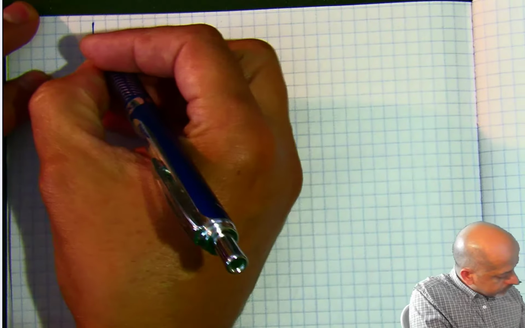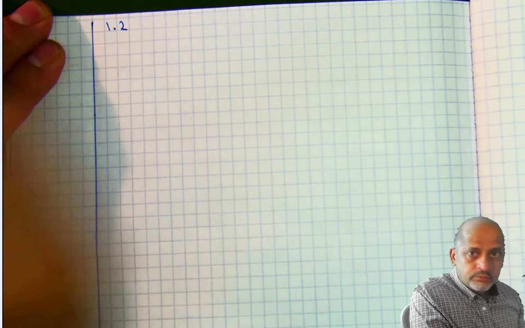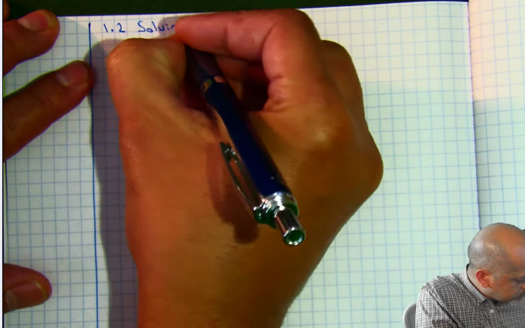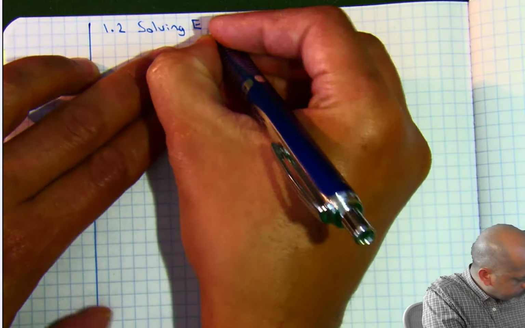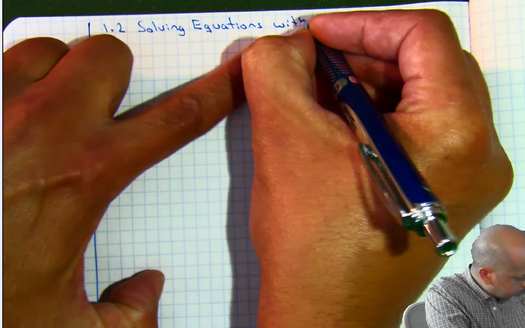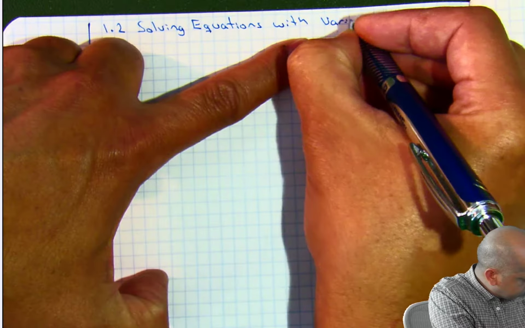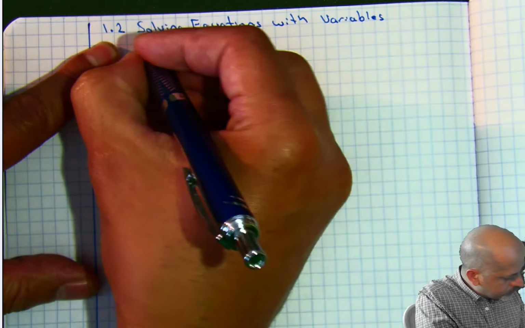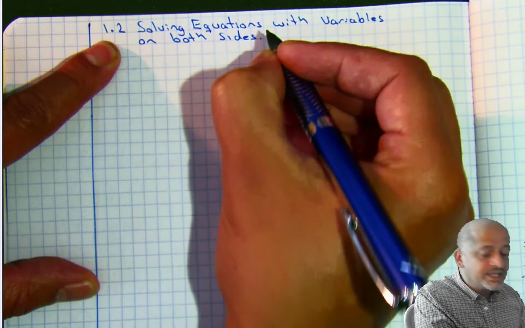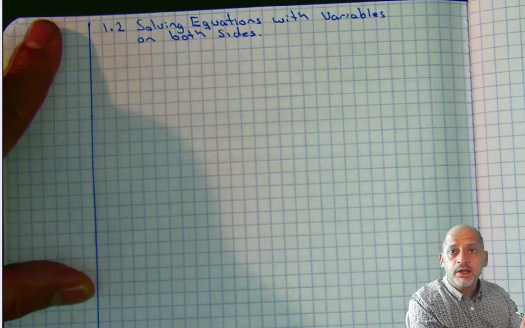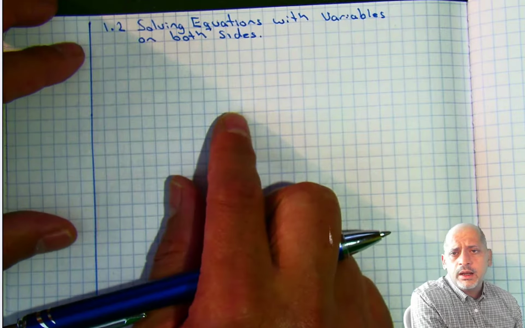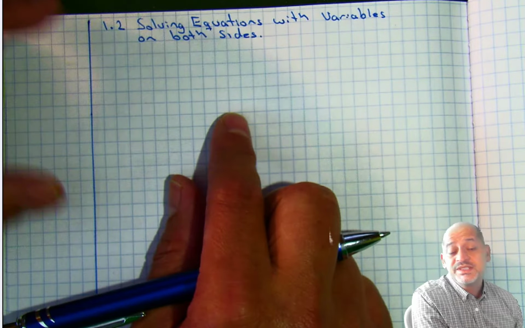We have 1.2. Solving equations with variables on both sides. So this time we are going to have variables on the left, but also on the right. We are not having a calc because we have the definition of an equation, which means that it has an equal sign.